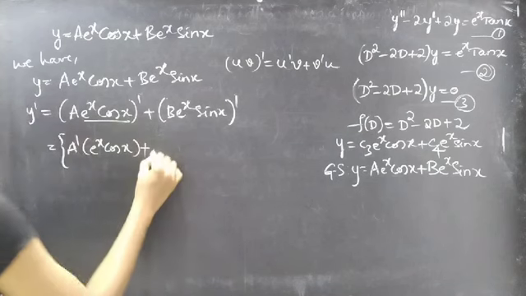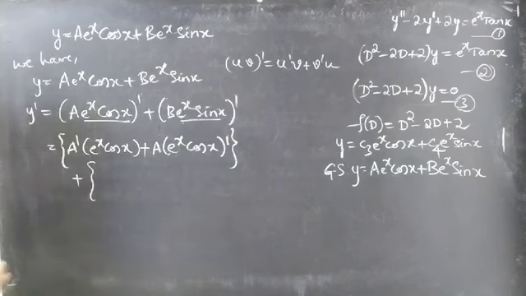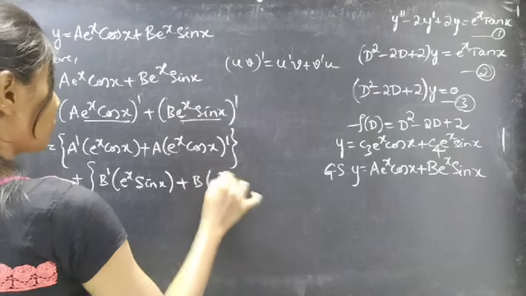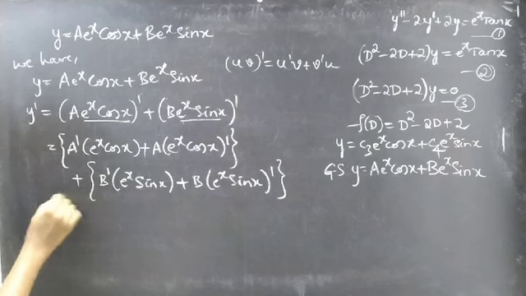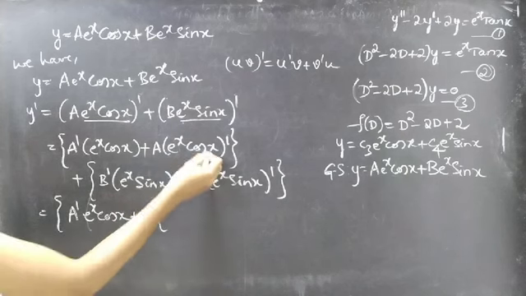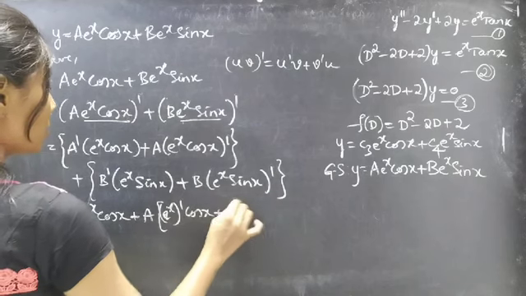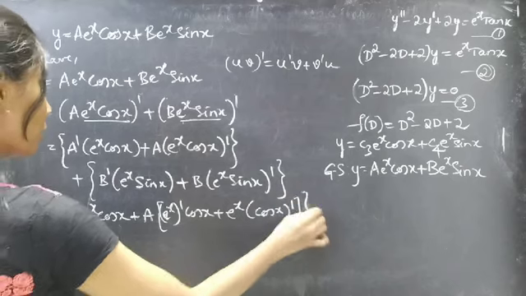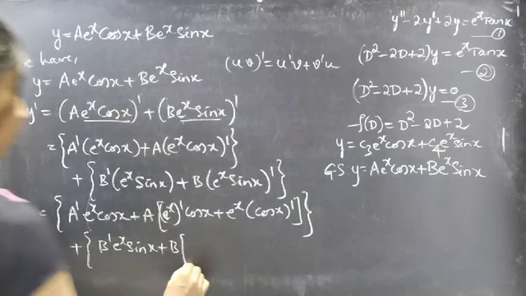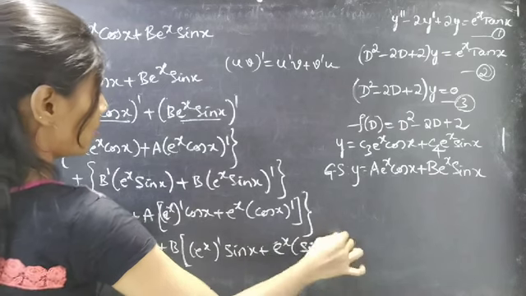into e power x cos x plus a into e power x cos x whole dash plus, here we'll consider e power x sin x as one function, b as another function. So we'll get b dash into e power x sin x plus b into e power x sin x whole dash, right? This gives us a dash into e power x cos x plus a times, here also we need to apply uv whole dash formula, e power x whole dash cos x plus e power x into cos x whole dash plus b dash e power x sin x plus b into e power x whole dash sin x plus e power x into sin x whole dash.